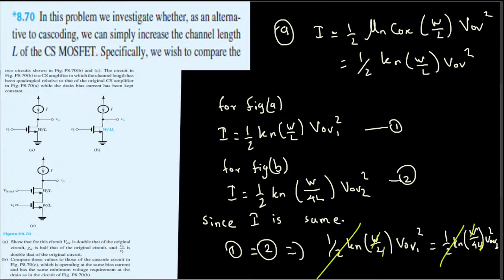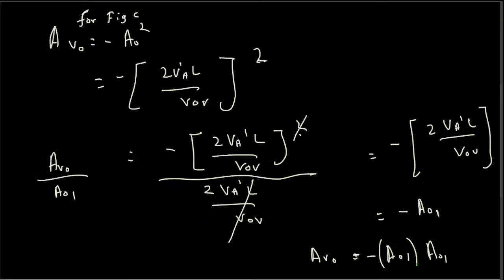Compare these values of those cascode circuits operating at the same bias current and same minimum voltage requirement at the drain. The only thing is the gain is increased by a power. And that is it.